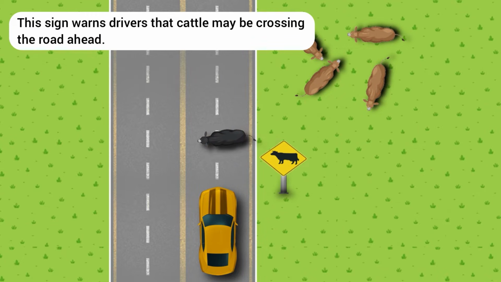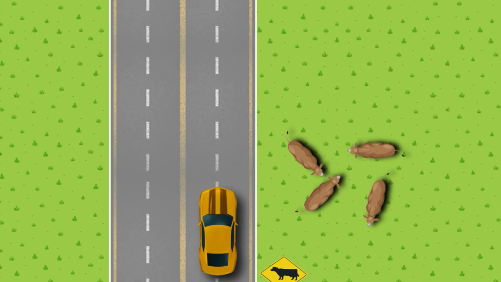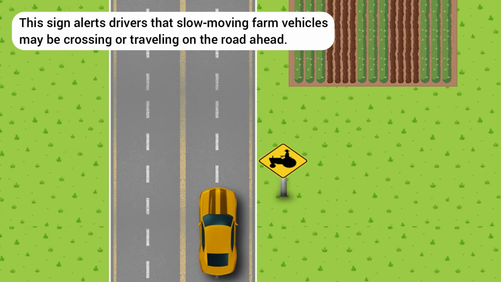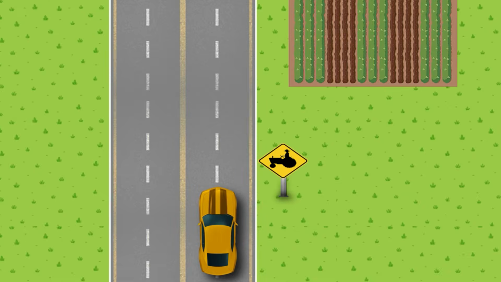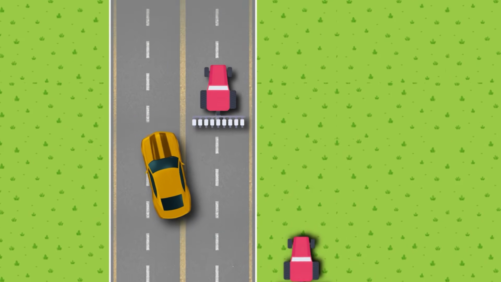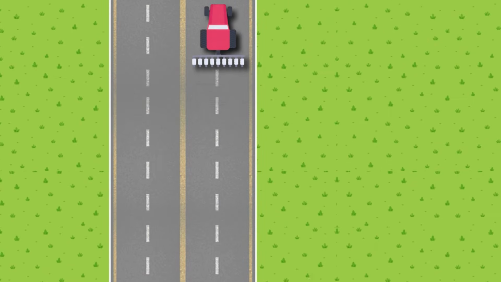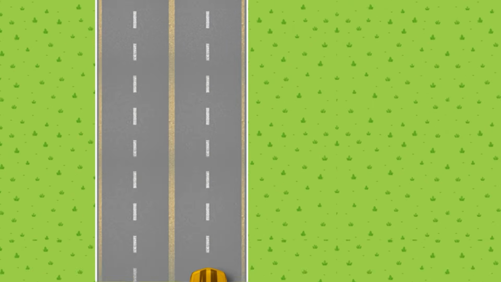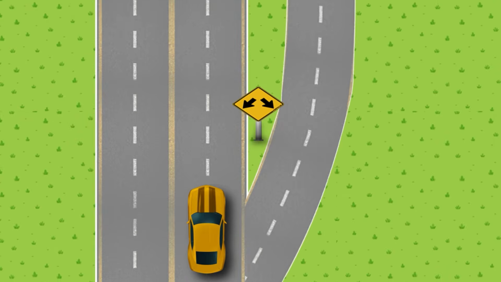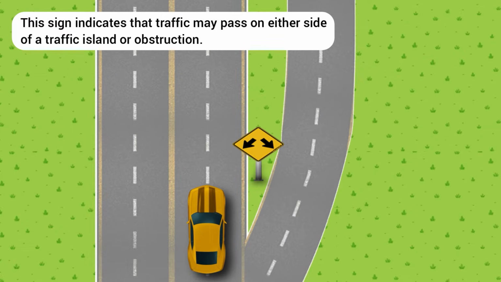This sign warns drivers that cattle may be crossing the road ahead. This sign alerts drivers that slow-moving farm vehicles may be crossing or traveling on the road ahead. This sign indicates that traffic may pass on either side of a traffic island or obstruction.